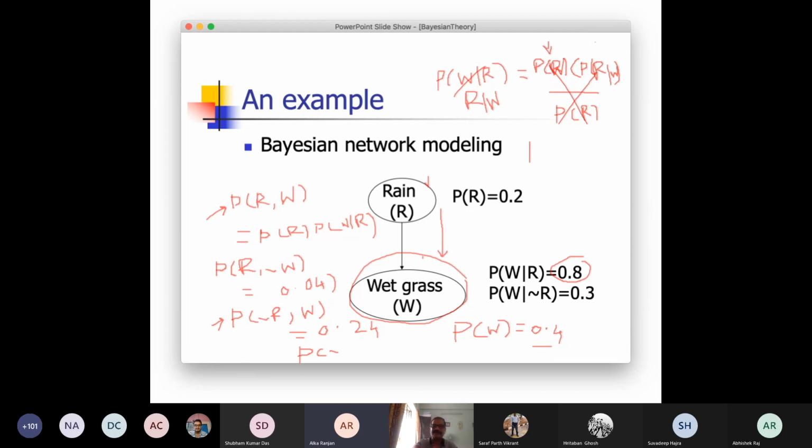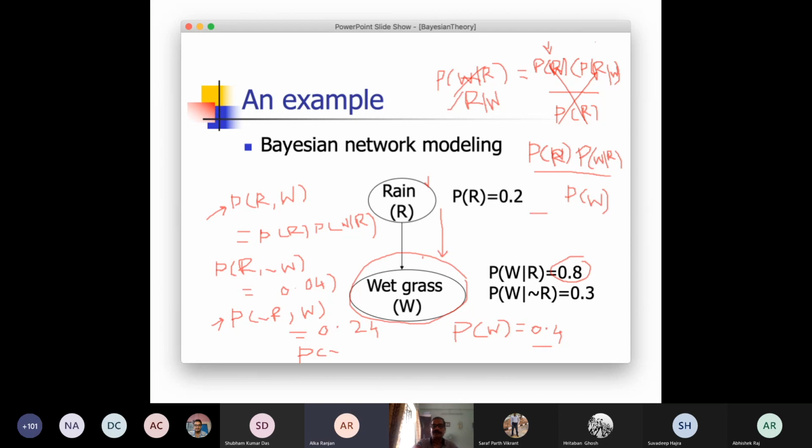So there, as you are saying, you have to write probability of W given R, times probability of R, divided by probability of W. So this you have to compute. Right. If you are computing this, I mean not this one, but this.